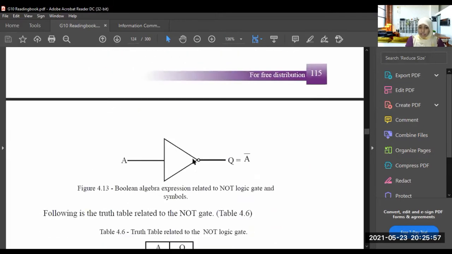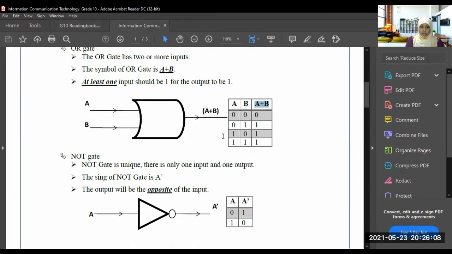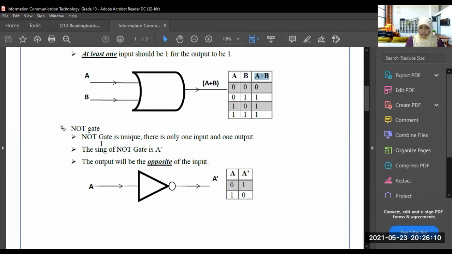This is the expression of the NOT gate, and this is the symbol. We call it as A bar. Okay, we can draw it like this. We can write it like this, either like that. So here, A bar. NOT gate is unique. Okay, it is very unique. There is only one input and one output. In NOT gate, there is only one input and one output.